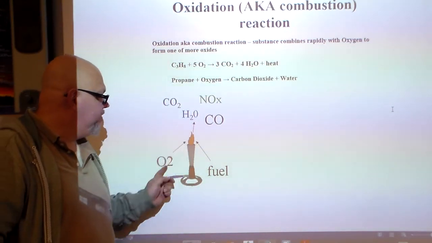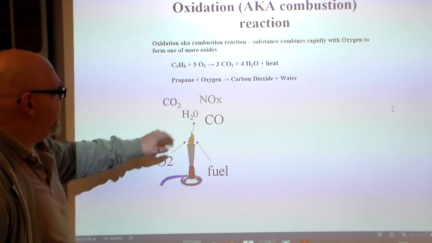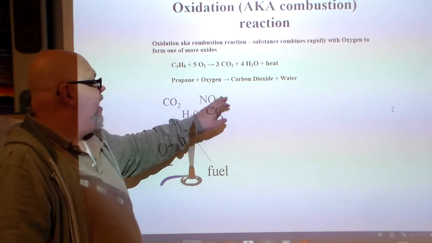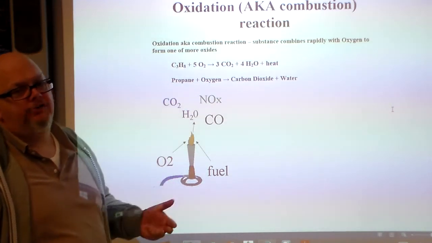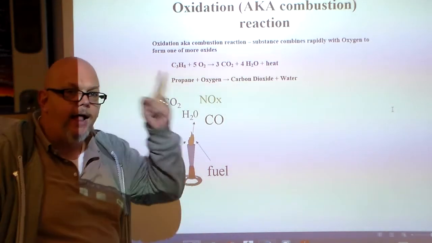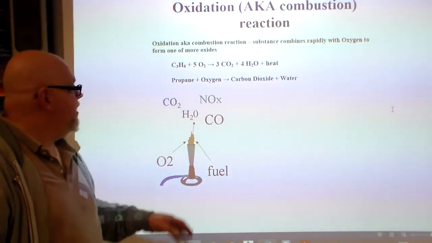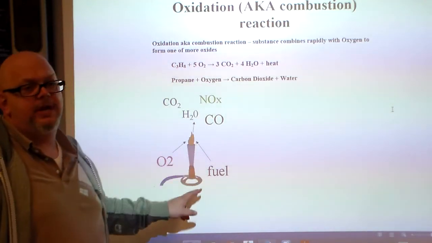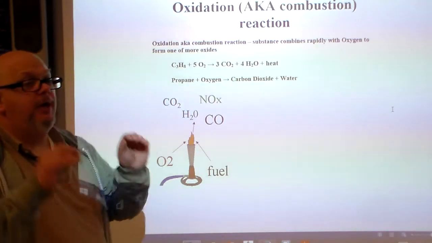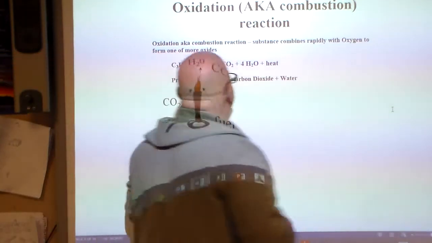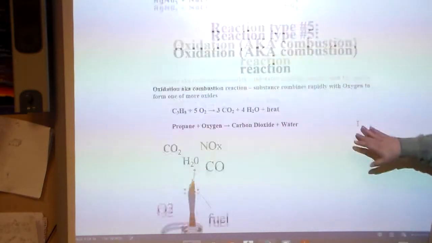We're adding fuel plus O2, and we end up getting carbon dioxide, water vapor, carbon monoxide, and the X there is not oxygen, it's just X, think algebra, think of NO2, NO3, because there are going to be impurities in there. But for what we're looking at, the five types of reactions, there is the oxidation, also known as the combustion reaction.